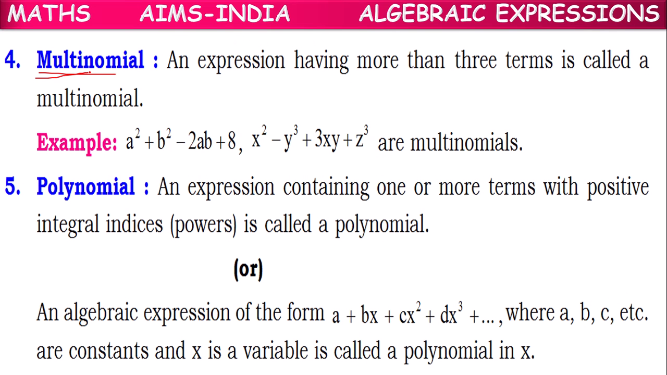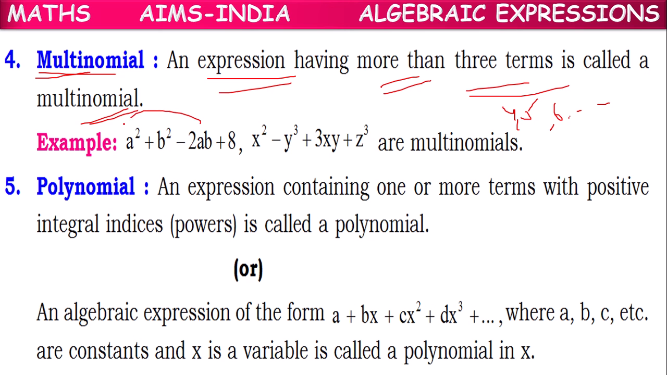Next, multinomial. If the expression has more than three terms, then it is called a multinomial. More than three terms. There may be 4, there may be 5, 6, many terms. It is called a multinomial. This is a multinomial, 4 terms. This is also a multinomial, 4 terms.